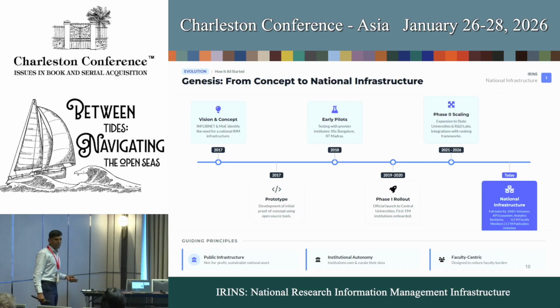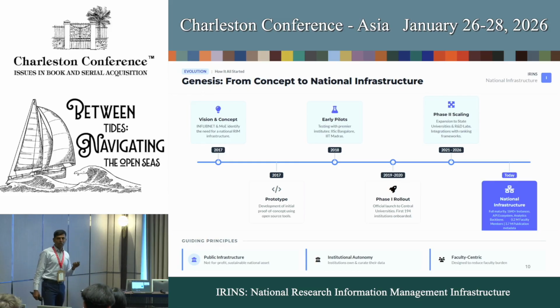The genesis of IRINS: in the year 2017, the Ministry of Education wanted to develop a research information management system only for centrally funded institutes. We have near about 200 plus centrally funded institutes, which include IITs, NITs, central universities, something like that. In 2017 we developed a prototype for IIT Madras and the Indian Institute of Science Bangalore. Then within a 2-year period, we could reach near about 194 institutes.